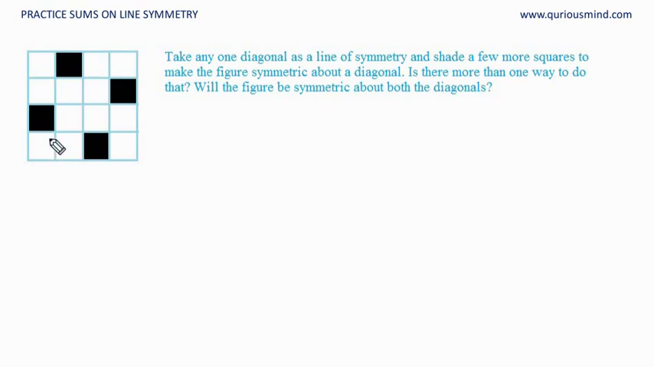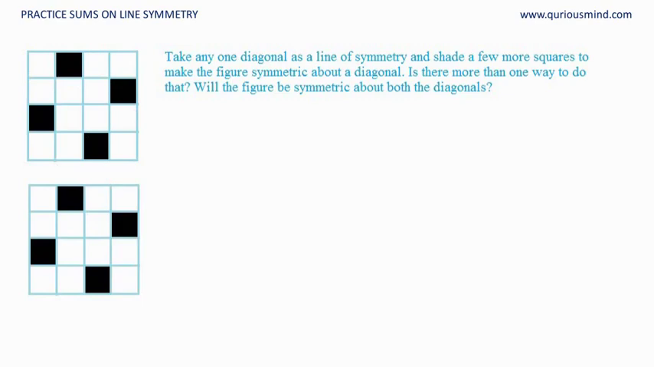So let's copy this one more time so that we can try this in both the diagonals. Let's do that first. So we have copied the figure. Now let's draw diagonals in that figure. Now we have two different diagonals here, from left top to right bottom and here from right top to left bottom. And now we'll try to make them symmetric.